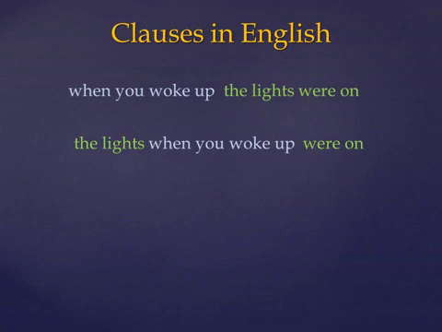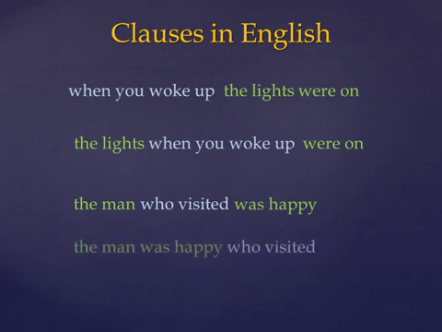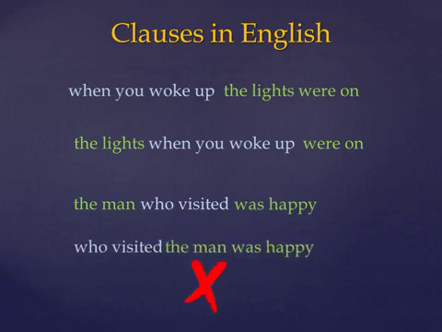Now, a relative clause is qualifying a noun that precedes it somewhere, and so sometimes the relative clause can be at the end of the sentence. "The man was happy who visited." Or embedded in the main clause. "The man who visited was happy." However, because it has to follow a noun, relative clauses in English cannot appear before their main clause.